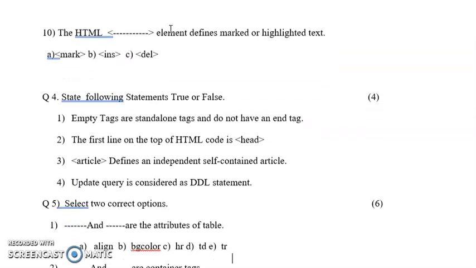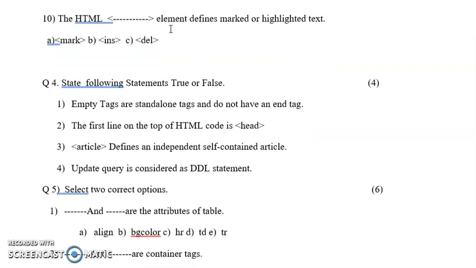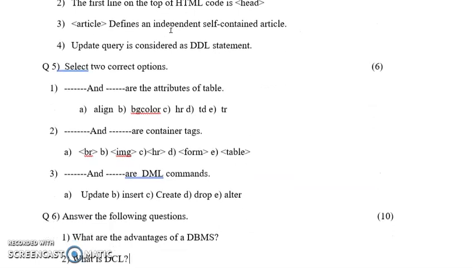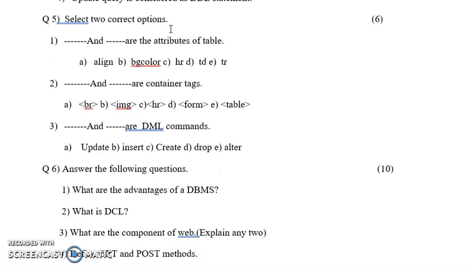Next we have question number 4, that is totally based on true or false. The first statement is empty tags are standalone tags and do not have an end tag. The second is the first line on the top of HTML code is head. You have to state whether it is correct or wrong. Next we have article defines an independent self-contained article. And the last one is update query is considered as a DDL statement.